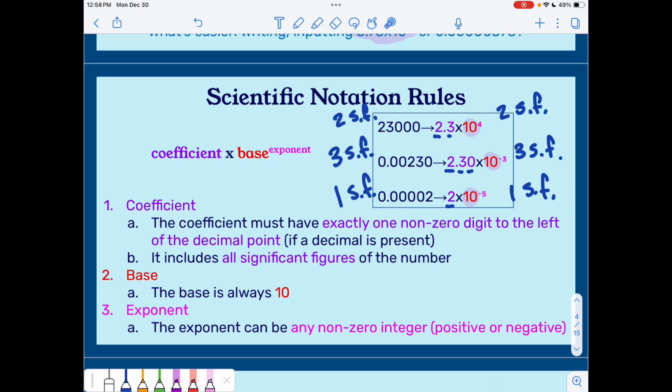And then the last rule is about the exponent. So the exponent can be any non-zero integer, positive or negative. It doesn't matter. And here in the examples, you can see we have a 4, a -3, and a -5. Basically, it has to be a whole number, so it can't be a fraction, and it can't be 0, because that would just make that 1, so it wouldn't be scientific notation. But it could be a positive 2005 or a negative 100. It doesn't matter, positive or negative, as long as it is a non-zero integer.